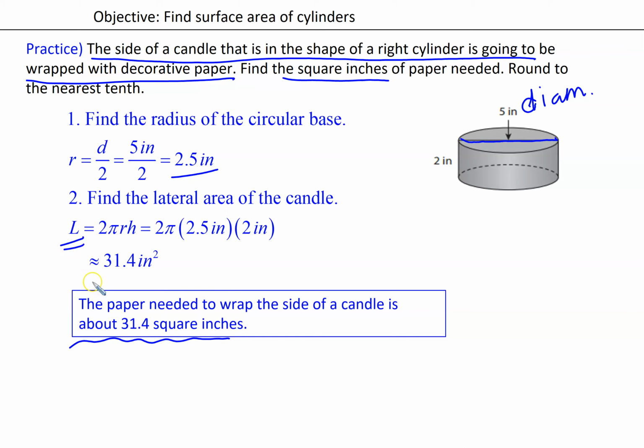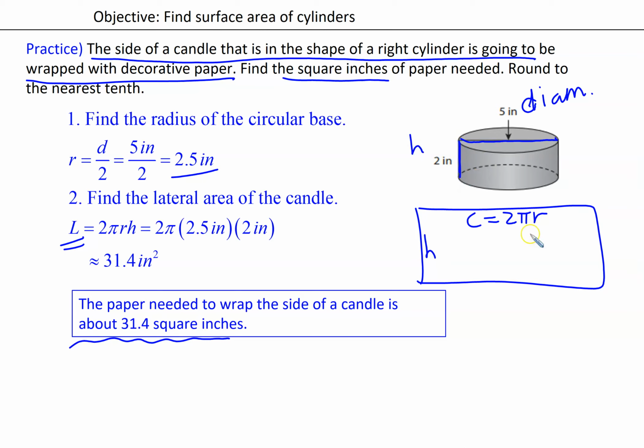So lateral area is just the side, which is the side that's a rectangle, where its length is circumference of the circle, 2 pi r, and its width is height of the cylinder. So 2 inches is our height, and 2 pi r would be, make sure we use 2.5, not our 5 diameter. So we have 2 times pi times 2.5 for our radius, and our height 2 inches, and that's what's giving us this approximate 31.4. All right, next.